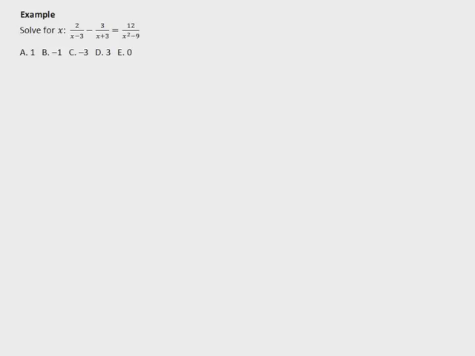2 over x minus 3 minus 3 over x plus 3 is equal to 12 over x square minus 9. Again, I notice that x minus 3 into x plus 3 is x square minus 9. So it's a similar kind of question. The LCM of the denominators is x square minus 9.